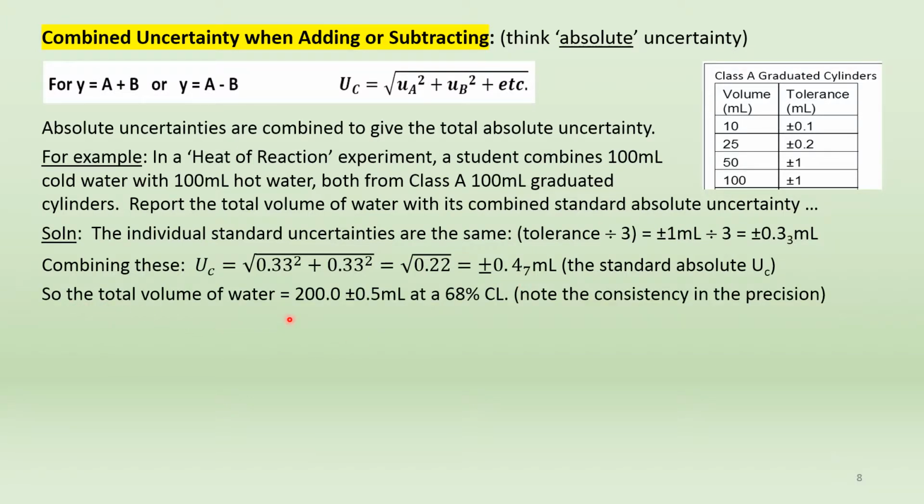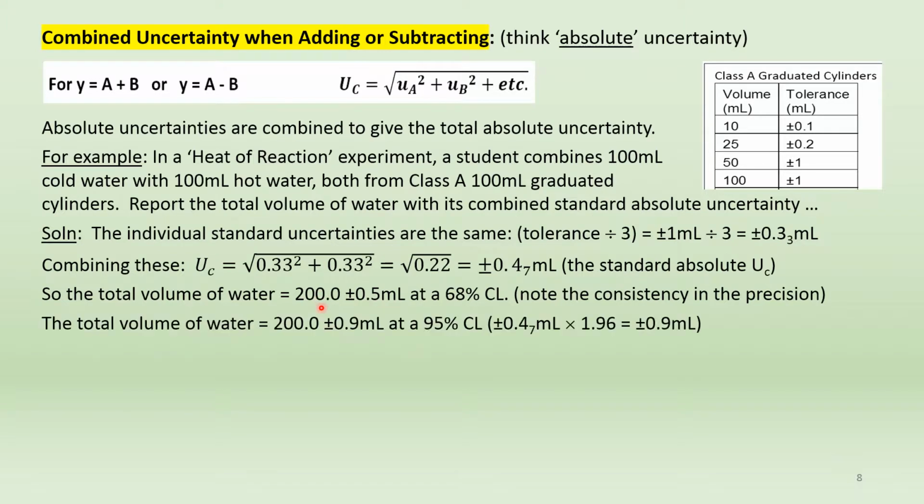So the total volume is, of course, 200.0 mL. Why 0.0? Because my standard uncertainty reported to 1 decimal place is 0.5, so I need to report my volume to 1 decimal place as well. Notice the consistency in the precision between the uncertainty and the value reported. The total volume of water would be 200.0 plus or minus 0.9 mL if we worked at the 95% confidence limit, because we'd multiply our standard uncertainty 0.47 times 1.96 and get 0.9 mL.